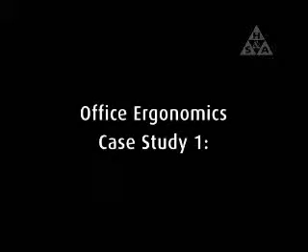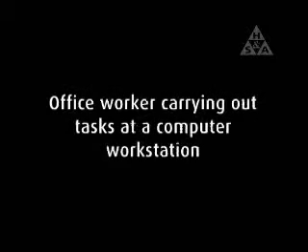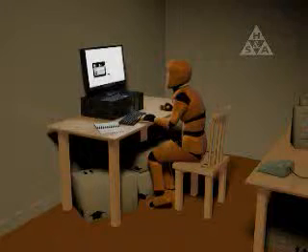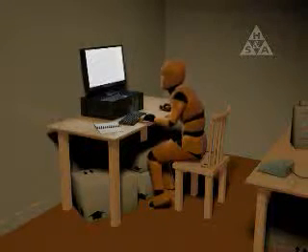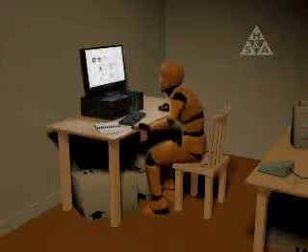Office Ergonomics Case Study 1. Office worker carrying out tasks at a computer workstation. In this case study, we see an office worker carrying out tasks at a computer workstation. The worker is sitting at an untidy desk with different hazards visible.